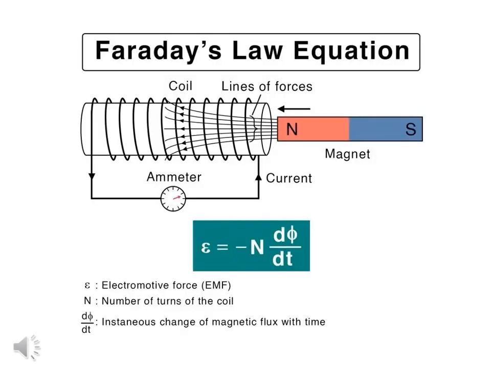This shows the mathematical expression for Faraday's law. The equation has the electromotive force E, which is equal to the product of the number of turns linked with the coil and the instantaneous change of flux with time in the circuit.